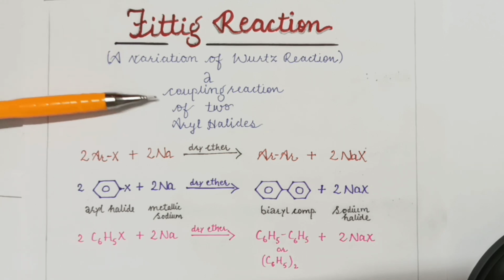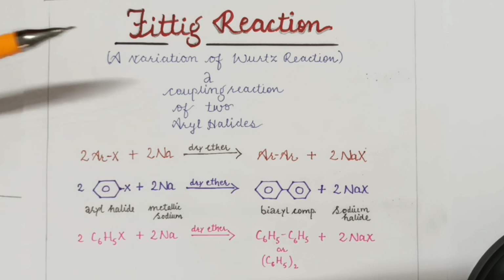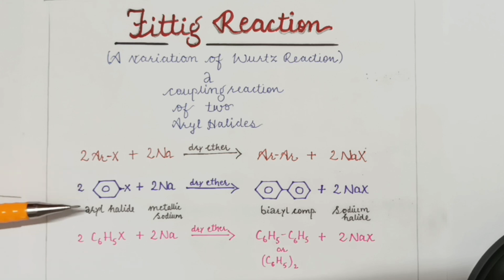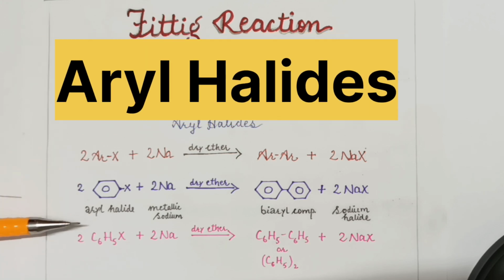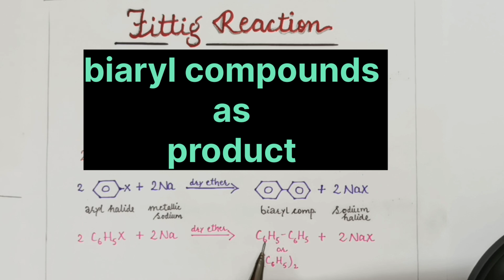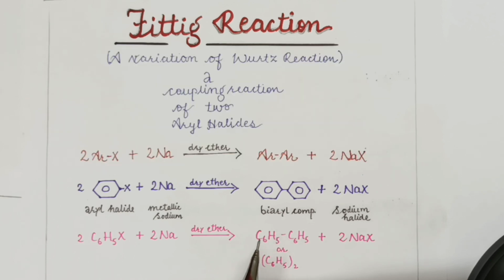So in Wood's reaction we were dealing with alkyl halides, right? So the only difference in Fittig reaction is we are gonna deal with aryl halides here, and hence as a result we are gonna get these biaryl compounds, or you can say you may get symmetrical phenyl compounds or aryl compounds as the byproduct in this reaction along with the less needed one.